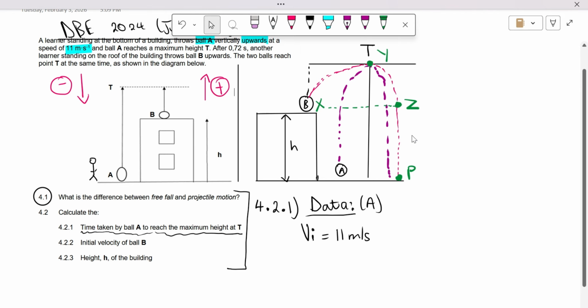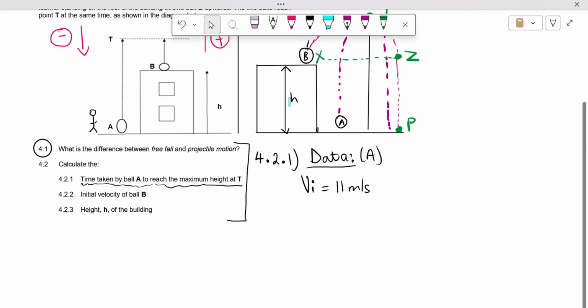And then they say ball A reaches a maximum height of T. Right. And then they say in the question, I want the time taken for A to reach the height at T. So that means I want my delta T. Do I have my delta T? No, it is what I want.